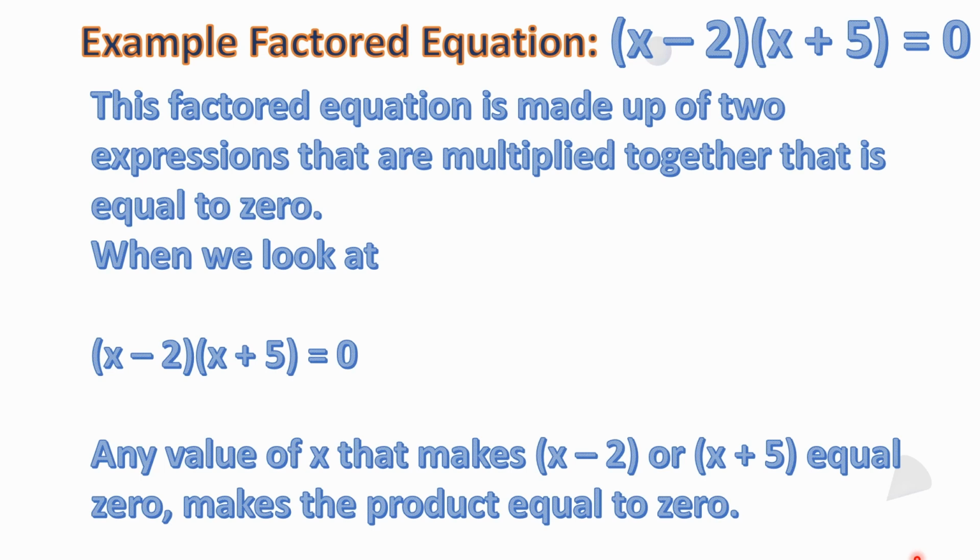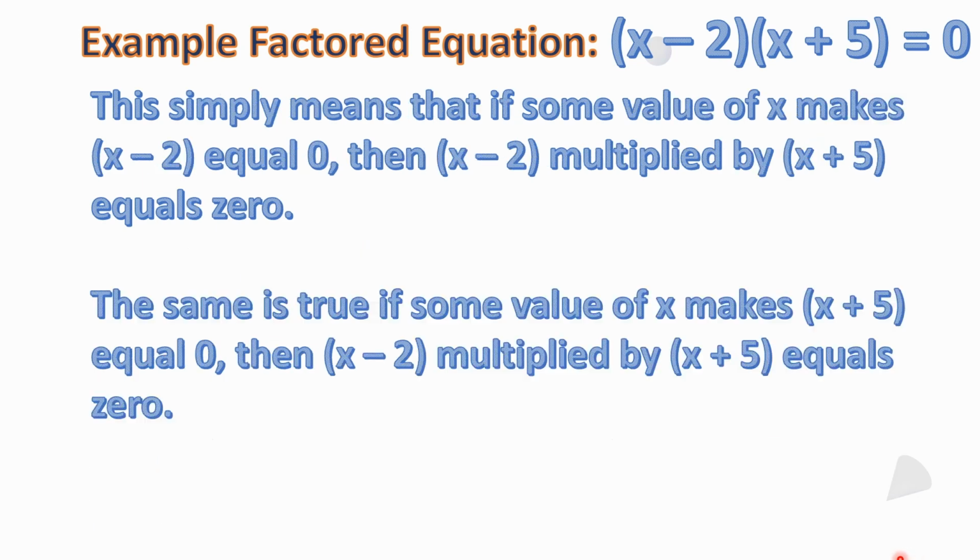So we're going to look at this example before we jump back to the other one. I apologize, but there's a reason for doing this. This factored equation is made up of two expressions that are multiplied together that are equal to 0. When we look at this quantity x minus 2 times the quantity x plus 5 equals 0, any value of x that makes x minus 2 or x plus 5 equal 0 makes the whole product equal to 0.